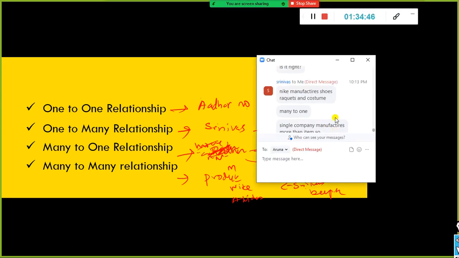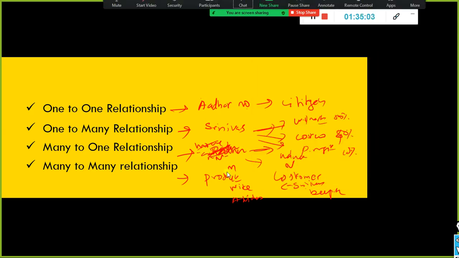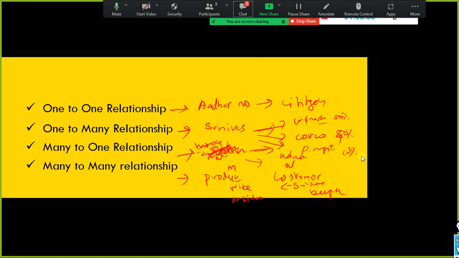Srinivas, a single company manufactures more than one item, right? So many-to-one. No, more than one supplier can work for a manufacturer, right? That is what many-to-one is. Yes, Srinivas, right? More than one supplier supplies the raw material to a single manufacturer. That is another example, many-to-one. Multiple suppliers for a single manufacturer. That's another example. Okay. Next one is many-to-one.